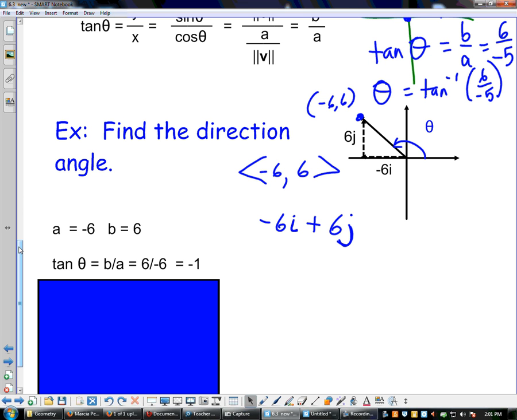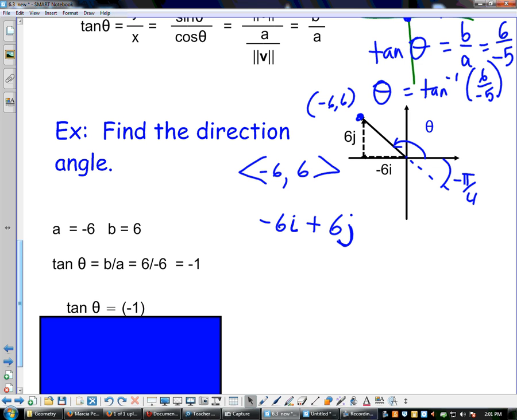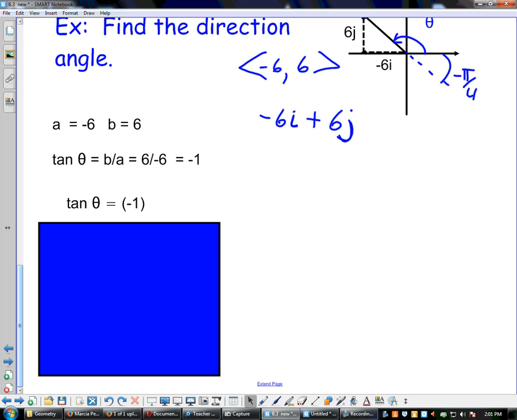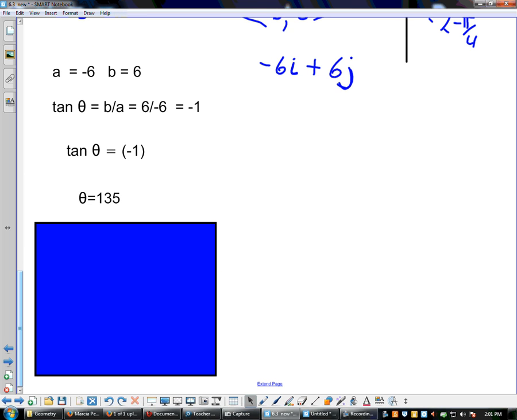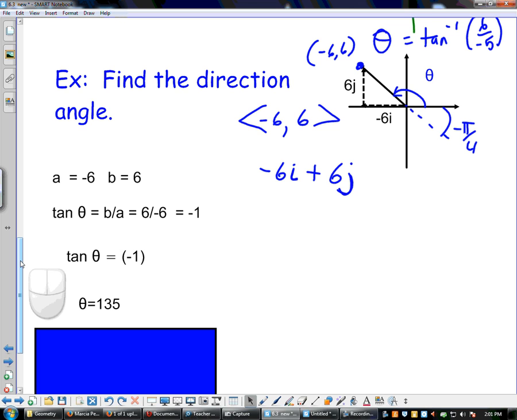Negative where? So down here, you're saying negative pi over 4. So up here would be what? So it's going to be 3 pi over 4. What about degrees? That's 90, so 135. Does that sound right? So 135 degrees would be this angle. Are we okay with this?